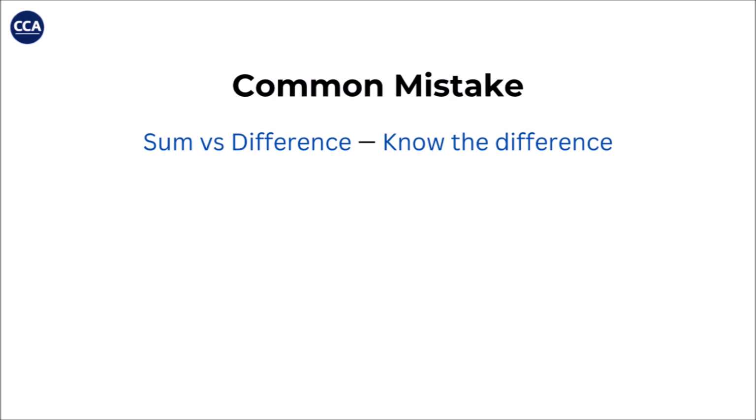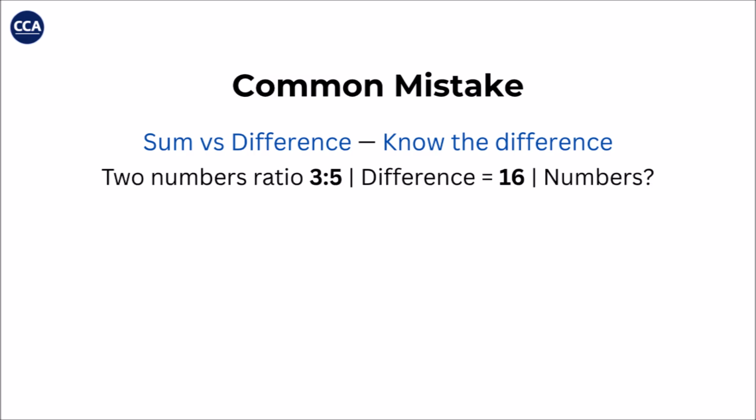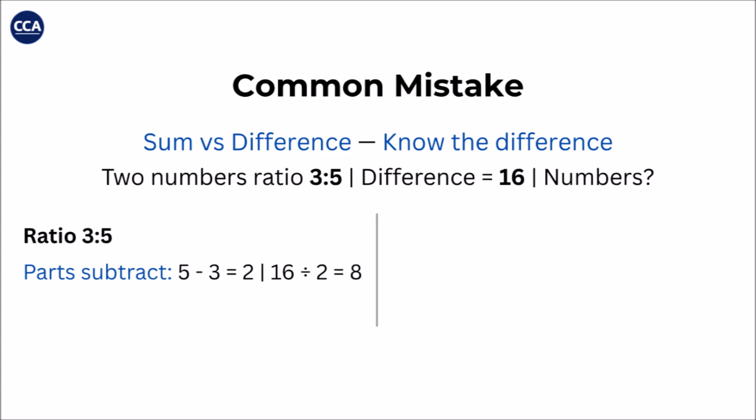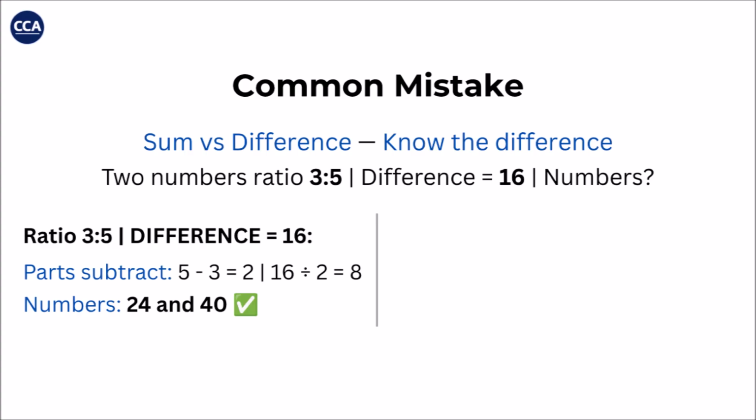Here is the most common ratio word problem mistake at grade 7 and 8 level. Problem. 2 numbers are in ratio 3:5, and their difference is 16. Find both numbers. A student writes 5 minus 3 equals 2. 16 divided by 2 equals 8. Then multiplies 3 times 8 equals 24, and 5 times 8 equals 40. Actually, that method is correct for difference problems.